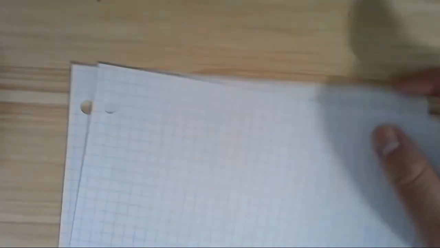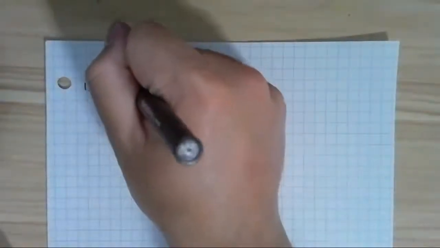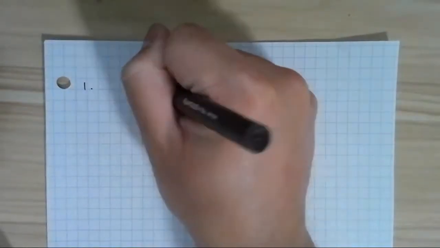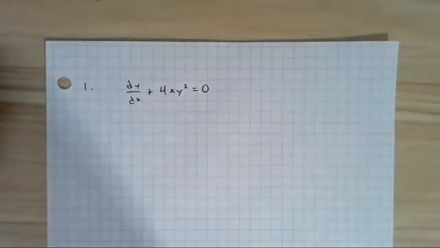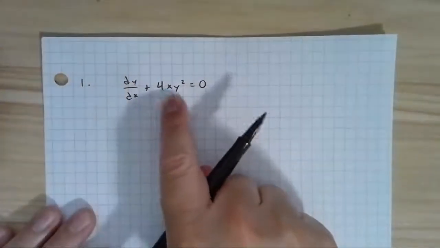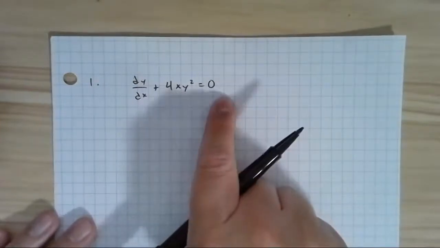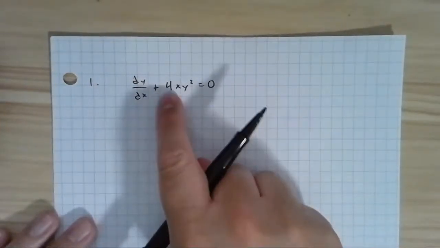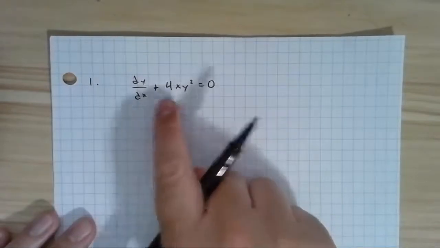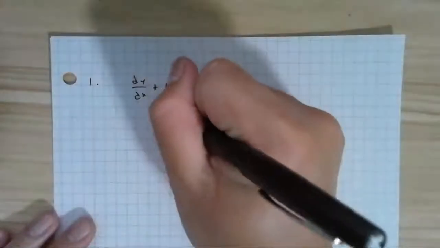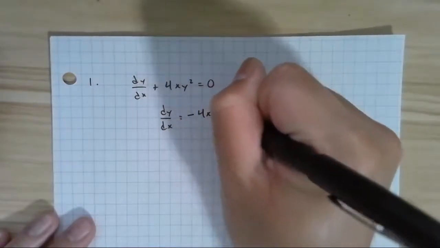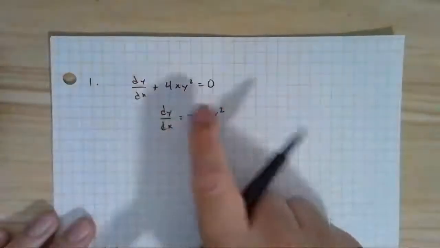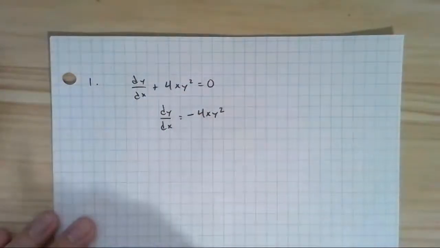Okay, so this is 7.3 Form A number 1. I had dy dx plus 4x y squared is equal to 0. What I'm going to do is, first, I think this term here that has the x's and the y's together, I'm going to move him over to the right side. So I'm going to subtract 4x y squared to both sides. And when I do that, I get dy dx is equal to negative 4x y squared. Again, all I did was subtract this term over to the right side.